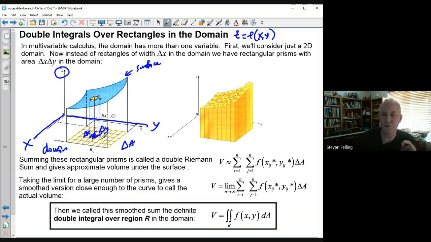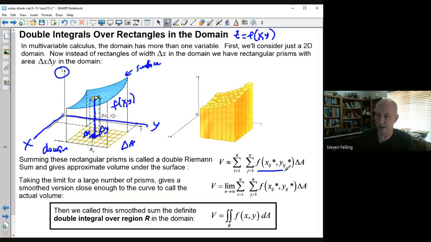And then if you pick a representative xy value in there and you plug it into the function, you'll get a height, right? So this is f at xy. And so if you multiply the height times the area, then you're getting a volume. So now when we do what's called a double integral, we're finding the volume underneath a surface over some particular region in the domain, right? So it would be a double integral.